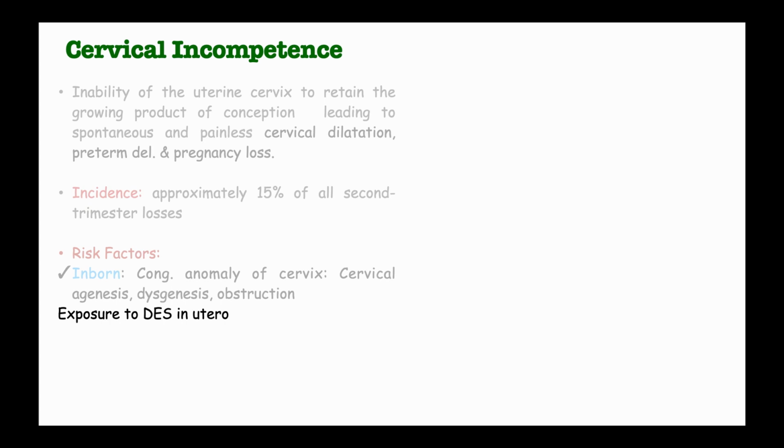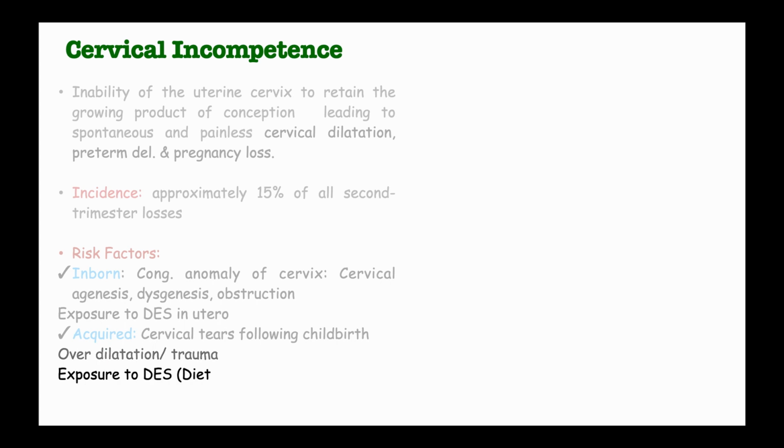Then we may turn to the acquired risk factors, which may include cervical tears following childbirth. Then we may also have overdilation and trauma to the cervix. This overdilation and trauma to the cervix is usually seen during dilatation and curettage, which is usually performed during surgical termination of pregnancy in the young premigravida or even any other woman who undergoes such procedure. Then we may also have exposure to diethylstilbestrol again as an acquired risk factor.